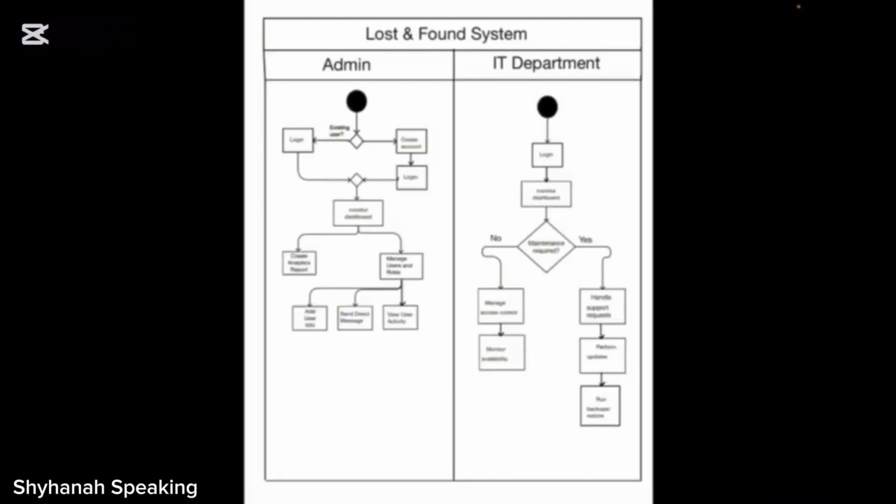Finally, our second activity diagram represents how the admins and the IT staff use the system. It shows processes such as approving reports, generating analytics, managing users and roles, performing maintenance, handling backups, and ensuring system availability. In conclusion, our lost and found management system provides a complete digital solution that improves efficiency, transparency, and user satisfaction across the university. And thank you.